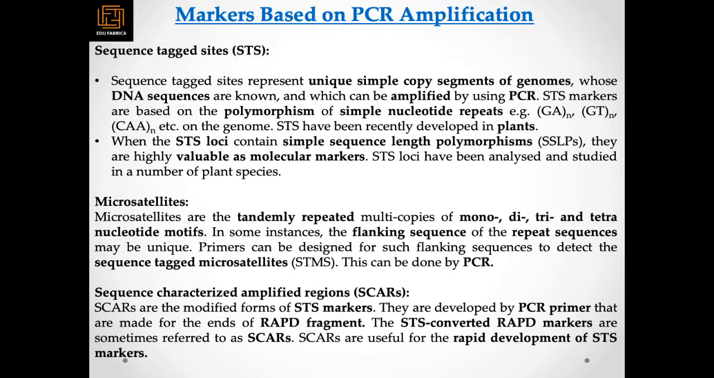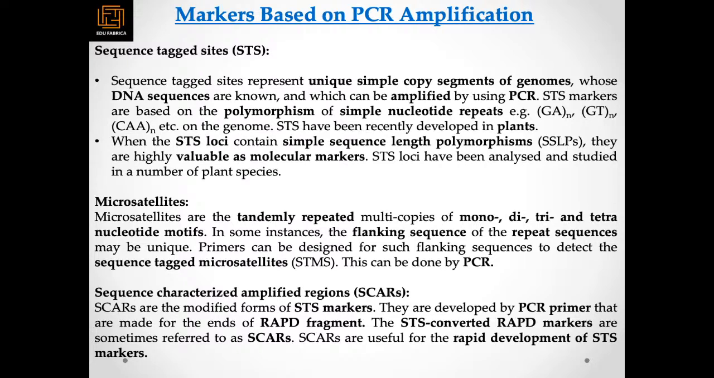Then comes your microsatellites. They are the randomly repeated multi-copies of mono, di, tri and tetra nucleotide motifs. In some instances, the flanking sequence of repeated sequences may be unique and could be detected.